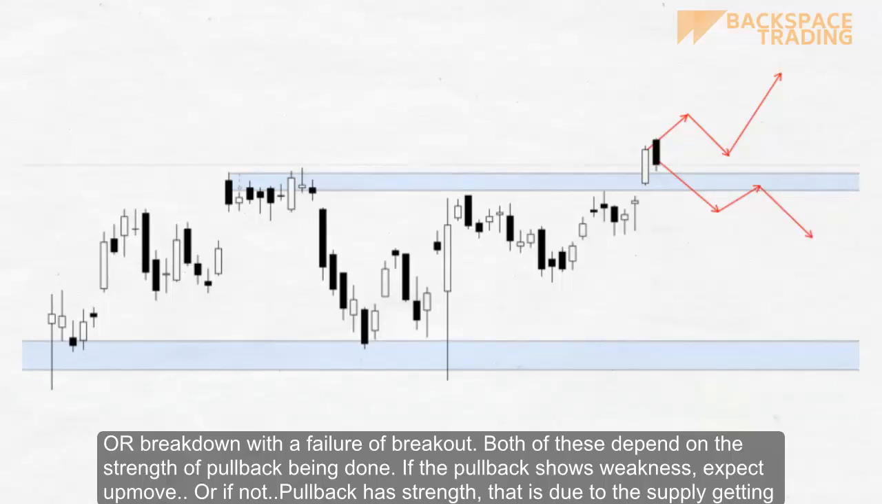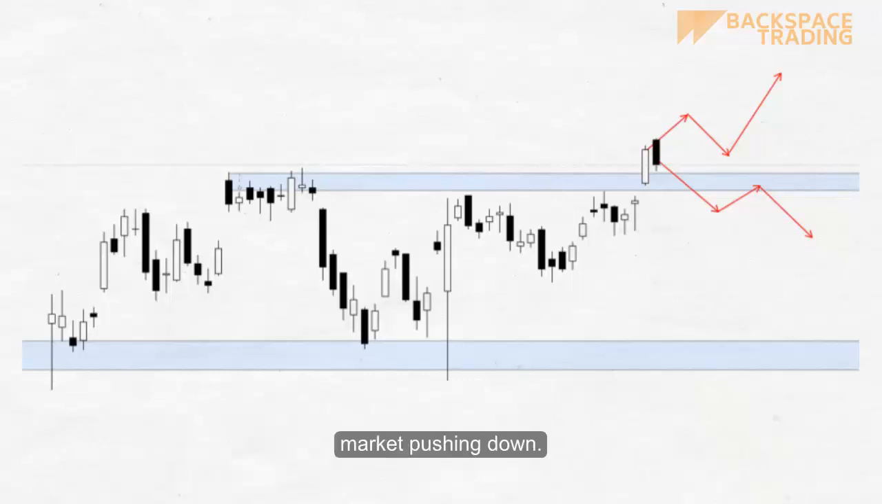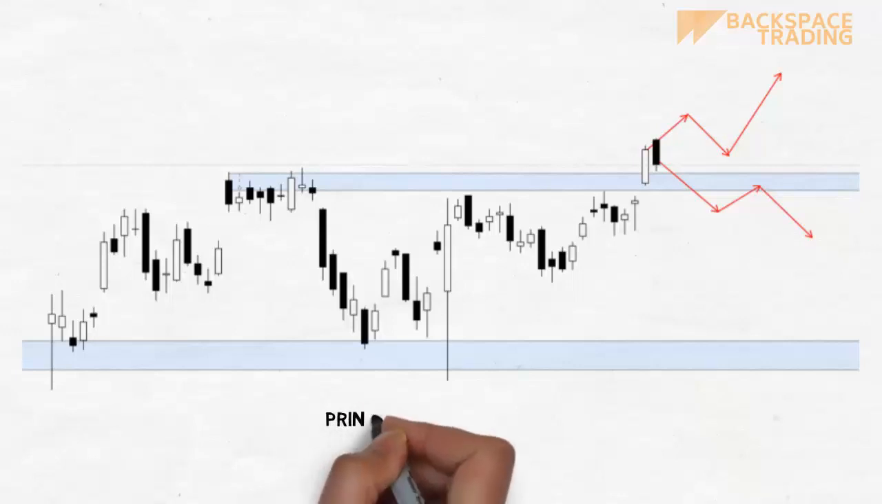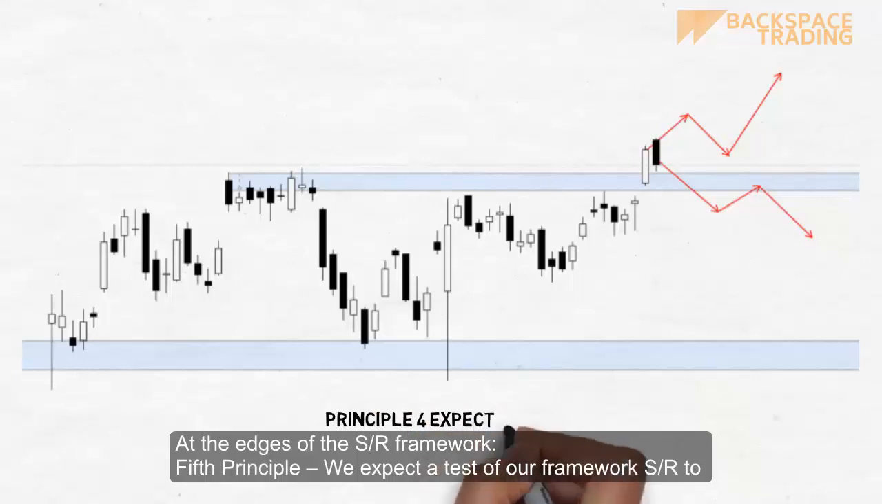If the pullback shows weakness, we can expect an up move. Or if the pullback has strength, this is due to supply getting inside the market, pushing it down. Get the point? It all depends upon the supply and demand factor. Now it comes with experience, okay, and moreover this is just an expectation only.